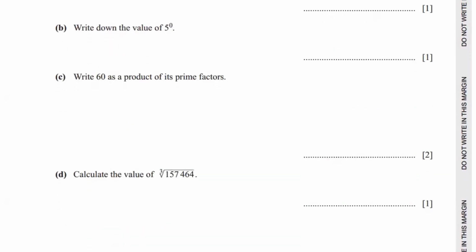Write down the value of 5 to the power of 0. Anything to the power of 0 is 1. Write 60 as a product of its prime factors.